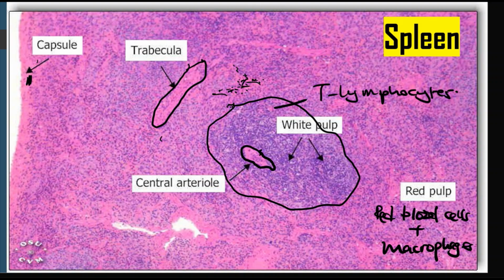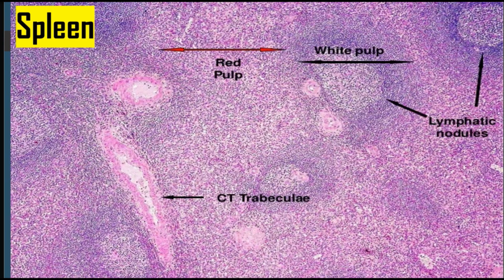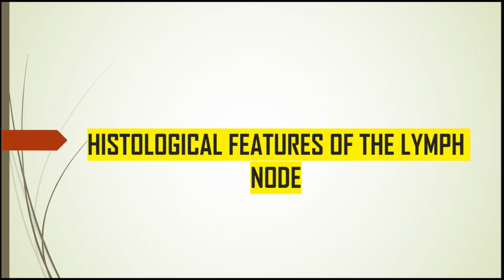Now let's move on and look at the lymph node. This is the spleen still. I put several diagrams here so that you can see where the red pulp is, where the white pulp is, the different parts of the white pulp, and the arteriole found near the white pulp. You can use any of these diagrams to draw this at high power. Remember, you're only drawing the spleen at high power.